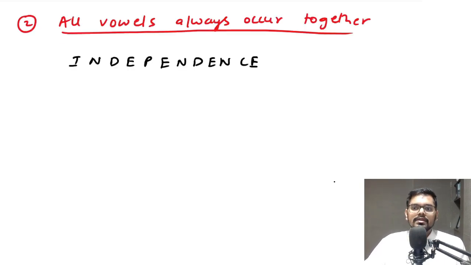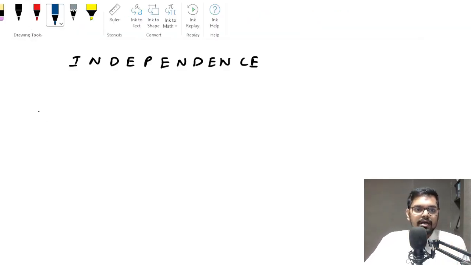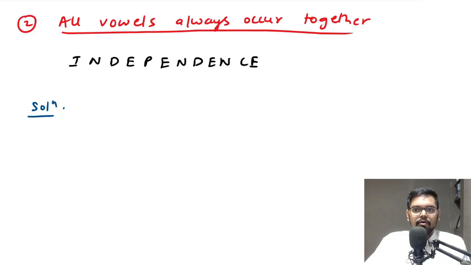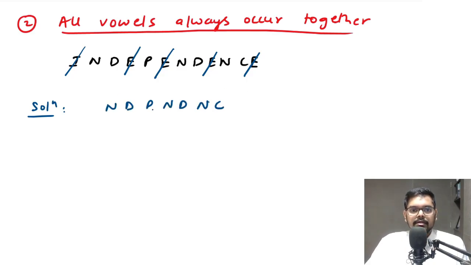Now sub question 2. All vowels always come together. Now you know very well how to deal with this kind of question. Pause the video, try, then look at my solution. Okay, vowels are always together. The vowels are I, E, E, E, E, that's all. Others are consonants: N, D, P, N, D, N, C. These are the consonants. Vowels go inside the box: I, E, E, E, E.